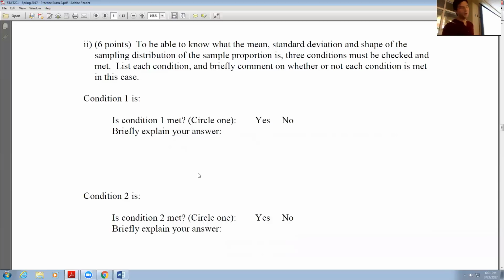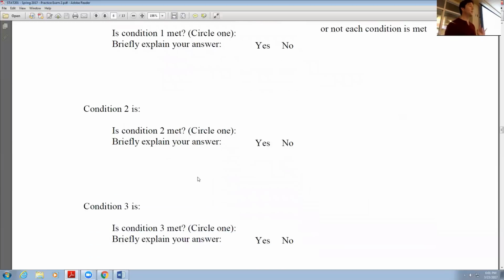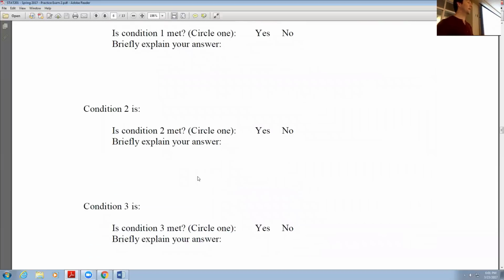Condition 2. Ooh, great answer. You can write the 10% condition. That's fine. No larger than 10% of the population is sampled. Assuming that this company has made more than 500 water heaters, we are safe. Does that make sense? We do meet this condition with a reasonable assumption that this company that puts out water heaters makes more than 500 water heaters, and thus we will have sampled less than 10% of all the water heaters the company makes.